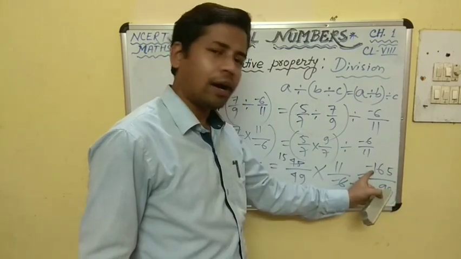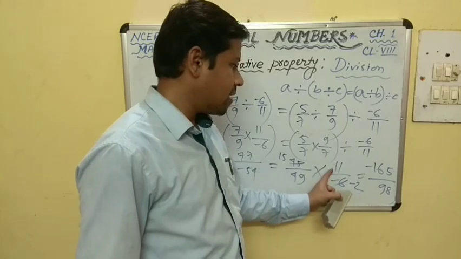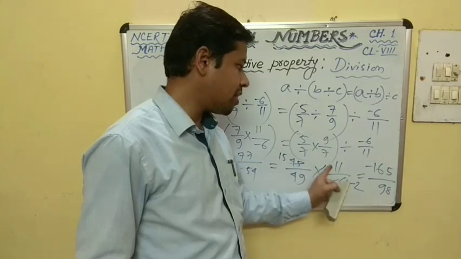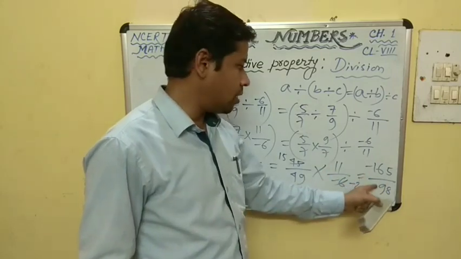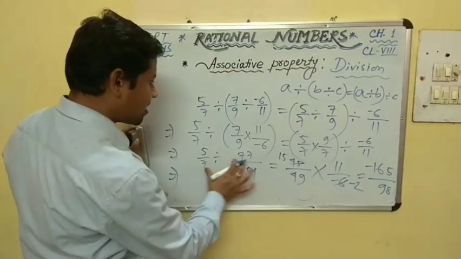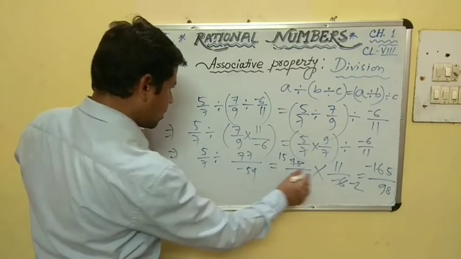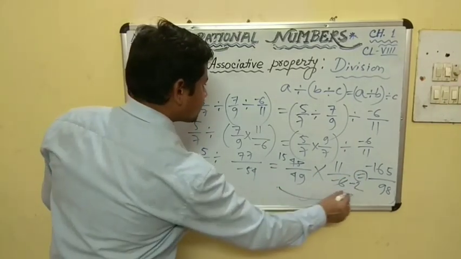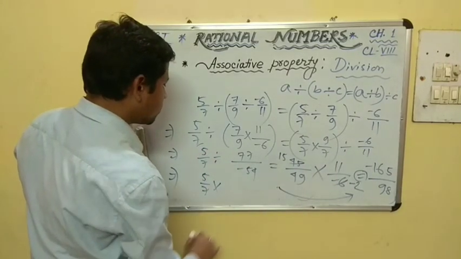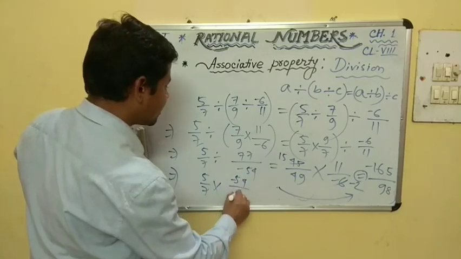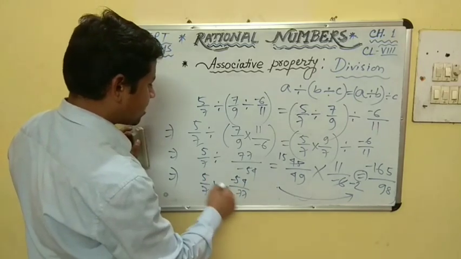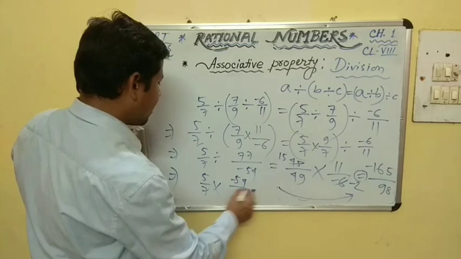The negative will go to the upside, because if we multiply minus 1 to the numerator and denominator at the same time, the denominator will be positive and the numerator becomes negative. So minus 165 upon 98 is what the right side is showing. But what is the left side saying? The left side I have taken here. So 5 by 7 into minus 54 upon 77. There is no cancellation, so we have to multiply directly.